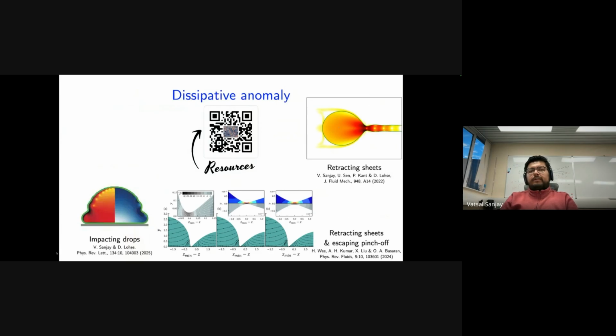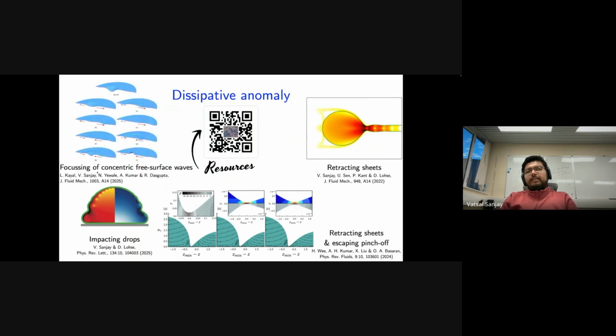Similar features are also apparent in cases like drop impact, where an impacting drop would never be able to recover all its energy, and that's because most of the energy is lost at the moment of impact when there is a viscous boundary layer which is diffused inside the droplet over there. Lastly, also for free surface waves that focus concentrically, once again we saw that if we have waves that focus at the center, then we also have some behavior which is very similar to these viscous anomalous behaviors, where dissipation does not go to 0 when we go to small enough viscosities.